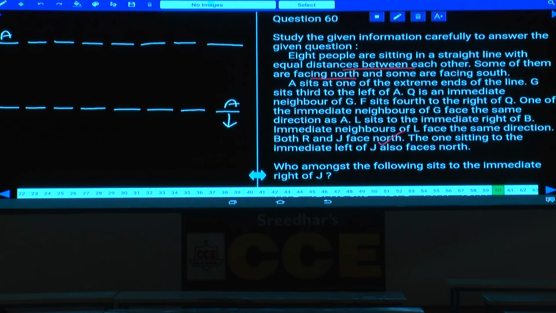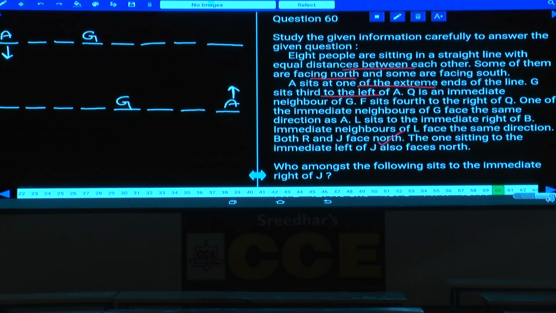There are 2 possibilities. A sits at one of the extreme ends of the line, and G sits to the left of A. If A is here, then A must face south, and G sits to the left of A. And in this one, as G is seated to the left hand side of A, A is facing north. G sits to the left of A.